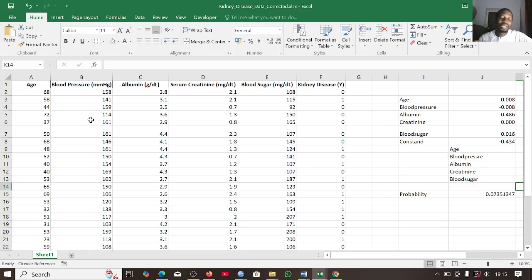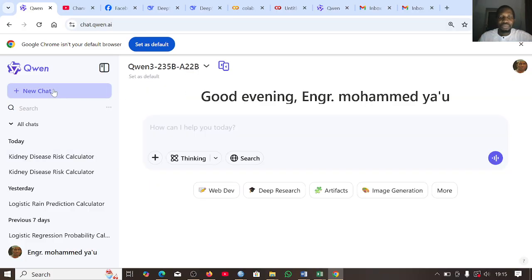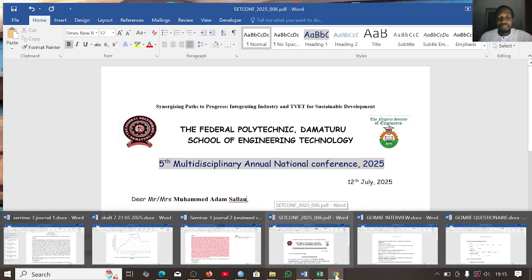So it's not like solving the problem, but utilizing the symptoms to come up with something that can help in terms of maybe awareness, or to keep people on alert regarding that particular thing. So let me go to the Qwen. Let me go to the new chat. So what I will do, I will start by writing.